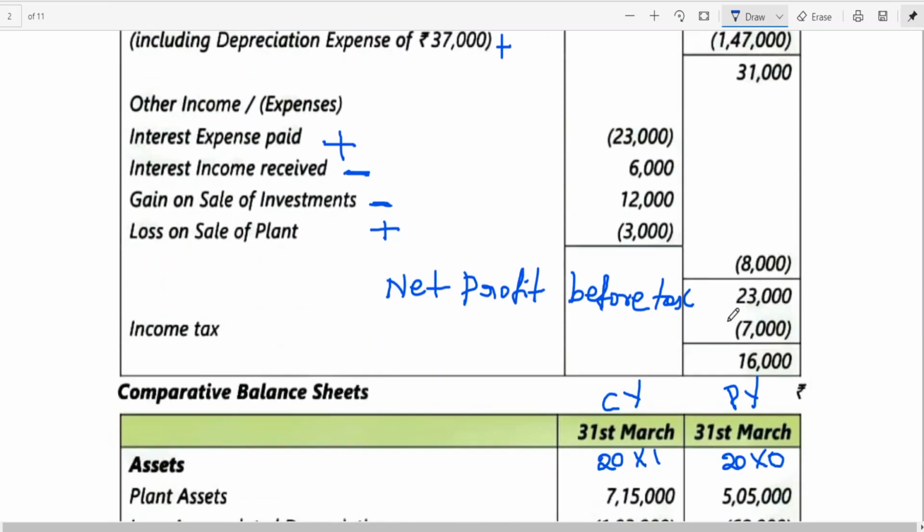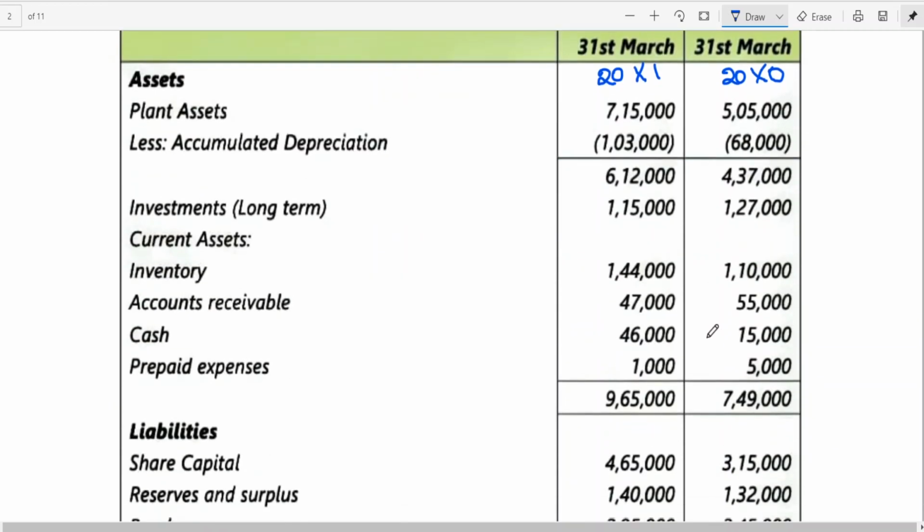So then after that, I think we can get up to what is called the cash generated from operating activities.